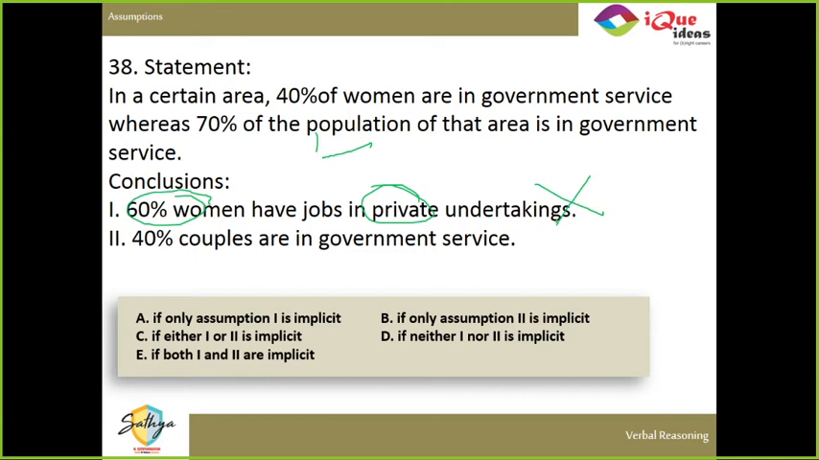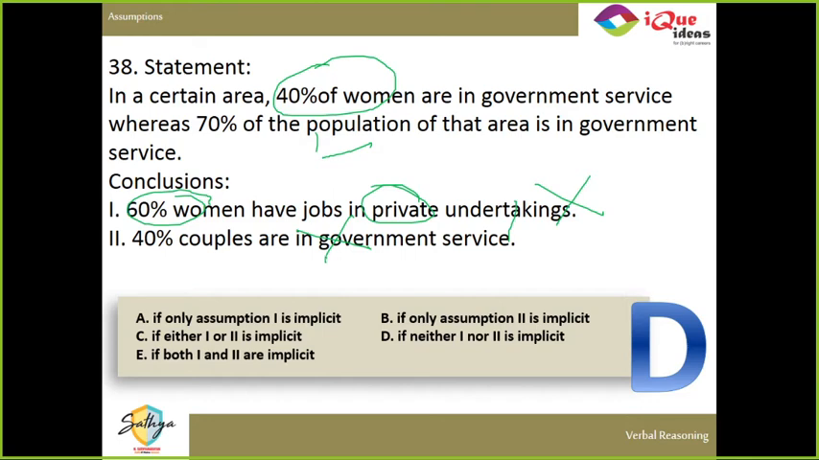Can I say 40% of the couples are in government service? No, I don't know whether all the women who are in government service have their husbands also working with them. So neither one of them is necessarily true. I do not know whether all the 40% of women actually are married and have husbands working in the government as well. So the second one is also definitely not true. So neither one of them is true.